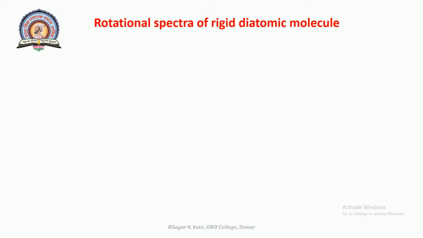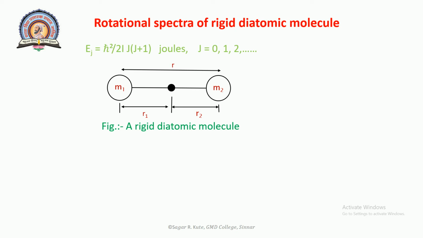The solution of the Schrödinger equation for the rigid rotor gives the energy eigenvalue as Ej is equal to h cross squared upon 2I into J bracket J plus 1 joules, J is equal to 0, 1, 2. J is the rotational quantum number and each level is 2J plus 1 fold degenerate. I is the moment of inertia of the molecule about the axis passing through the center of gravity G and perpendicular to the molecular axis. This will be the diagram of the rigid diatomic molecule.